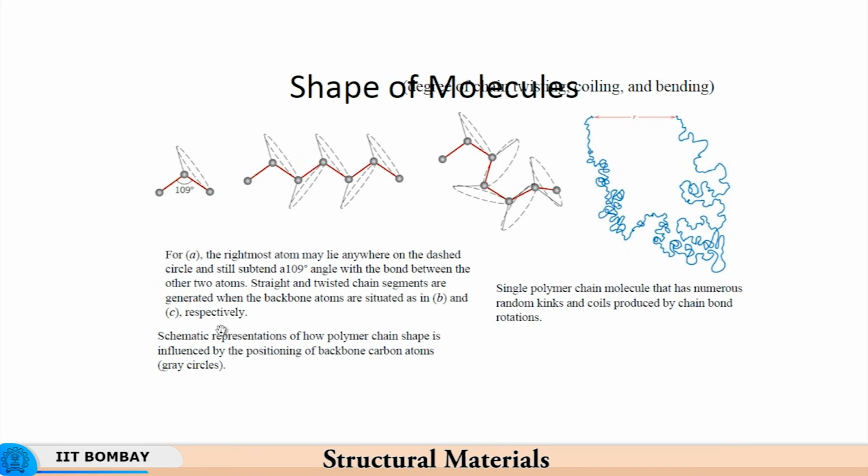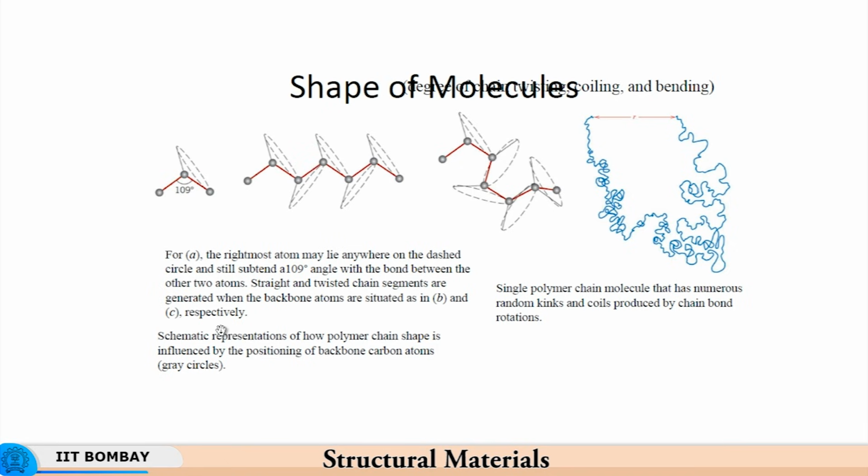On the other hand, straight and twisted chain segments are generated when the backbone atoms are situated as in B and C respectively. So this is a straight chain and these are twisted chains, because now the chain has twisted out of its plane. This is a straight chain but with several bends, but the bends are not in the same plane over here. That is what generates a twist in the chain, and you see that the paths of these atoms are interfering with respect to each other, and that is where the hindrance to movement comes into play.